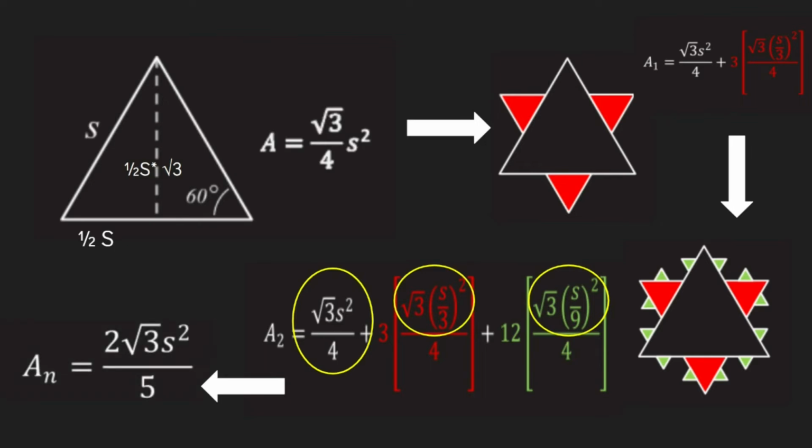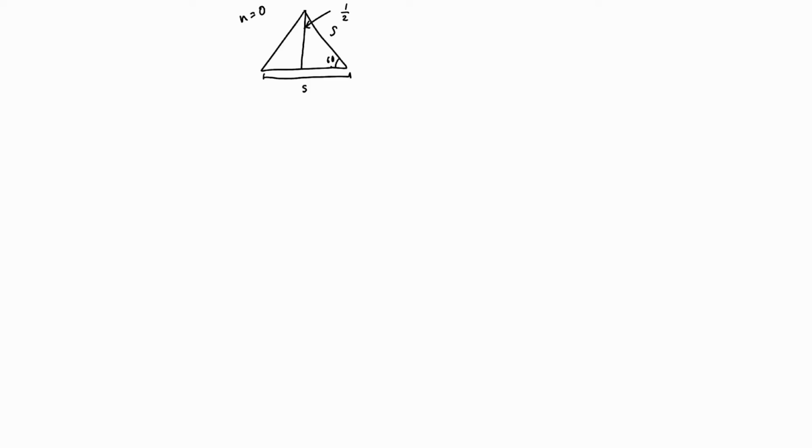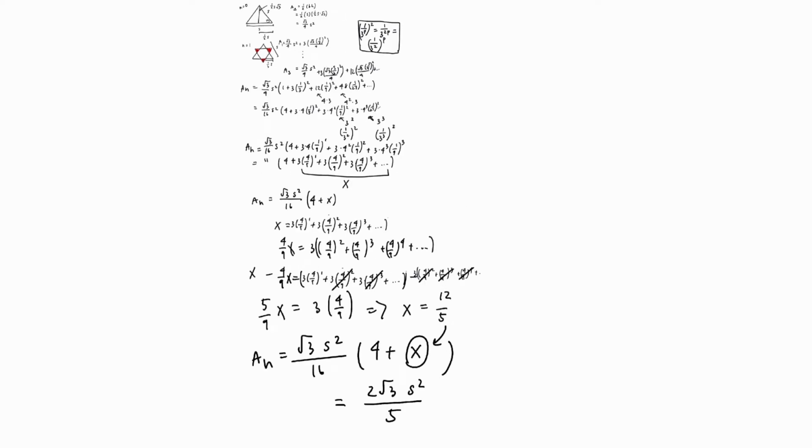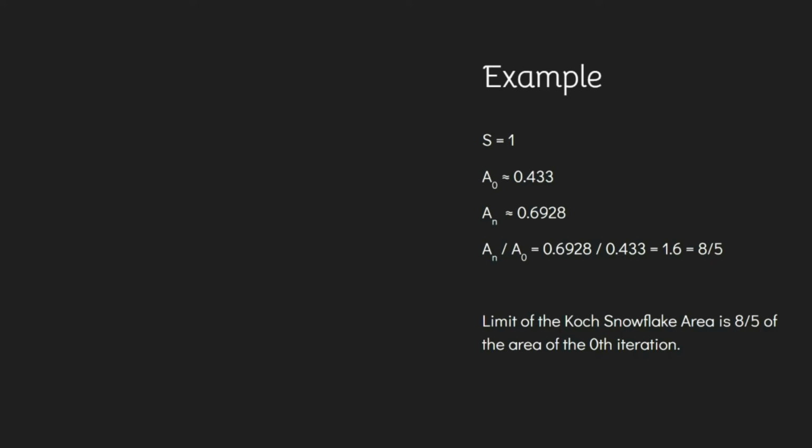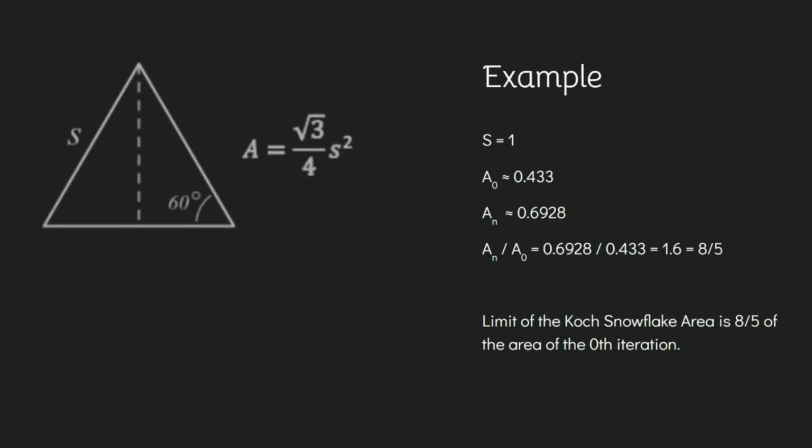Here is a quick time-lapse of the work to simplify the equation. This is demonstrated in the example shown on the screen, where s equals 1. Using the two equations on the screen, we can determine the areas. The area of the 0th iteration is around 0.433, and the area of the nth iteration is limited to 0.6928, confirming that it is limited to 1.6 or 8/5 of the original area.